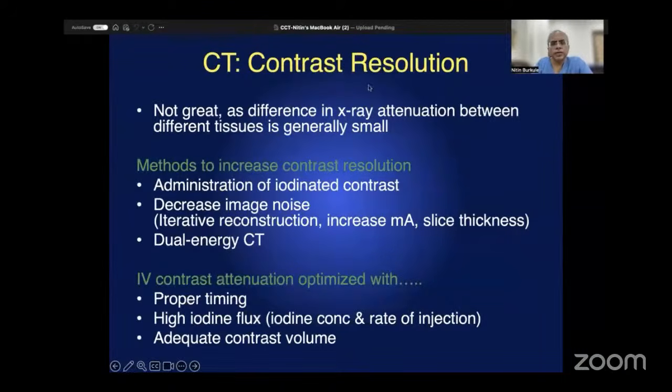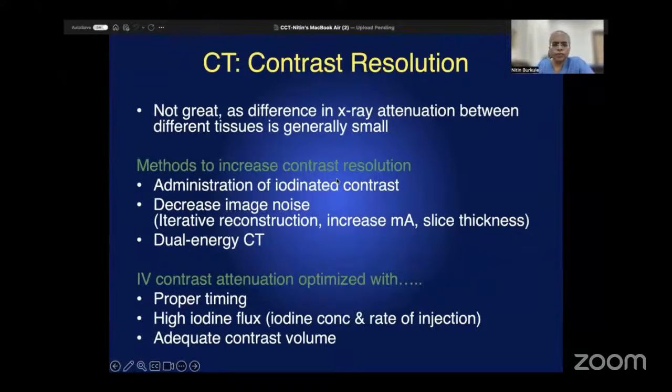However, the CT contrast resolution, as we discussed in the previous lectures, we know that the range of Hounsfield units for most of the soft tissue is not that great. It is around 300 to 500. So the contrast resolution is not superb if we are just looking at the grayscale images. So how do we increase the contrast resolution?